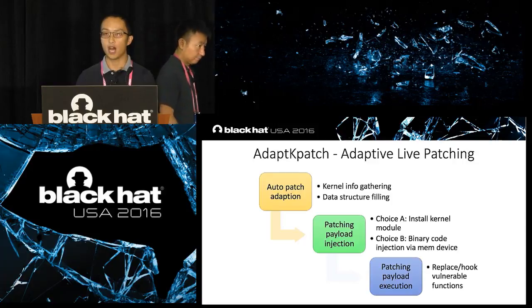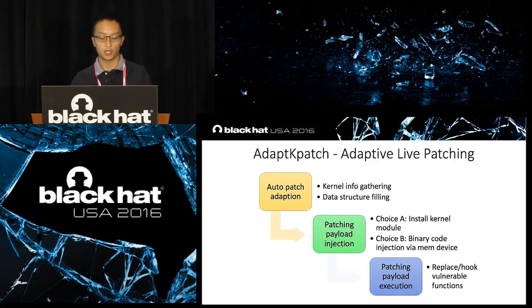So here's how we solve this problem. We call this new framework AdaptKPatch. Basically, we have 3 steps. The first one is to collect kernel information and prepare a patch template for each bug. And then we fill this collected kernel information into the template to generate an adapted patch. And after generating the adapted patch, we will inject the patch payload into the kernel memory.